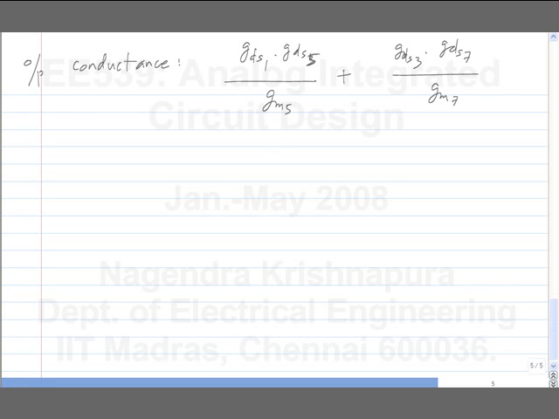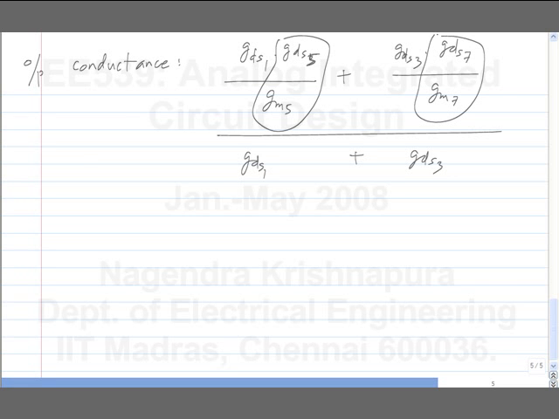This is in contrast to the differential pair, which had GDS1 plus GDS3. So each term has been reduced by a number which is of the order of GM by GDS. So we have a reduction in the overall output conductance. This is how we get a larger DC gain. The DC gain is the ratio of transconductance to output conductance. By reducing the output conductance, we can boost up the DC gain.